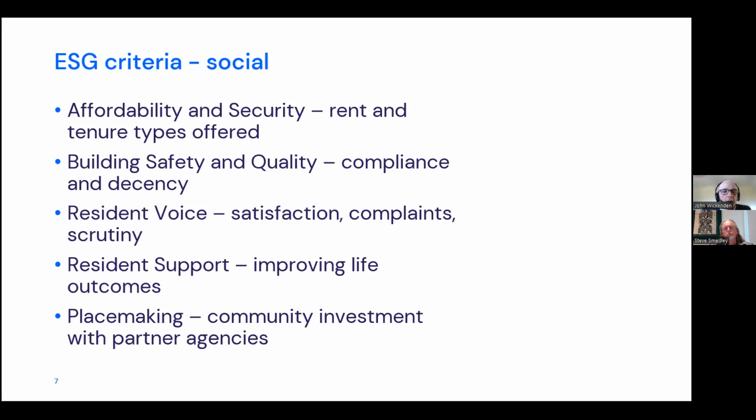There are also questions about building safety and quality, so that's looking at compliance, broadly similar to what the regulator of social housing has put in its consultation for English landlords. So looking at things like gas, electricity, asbestos, the big 5 or 6 activities that are involved in complying with building safety.